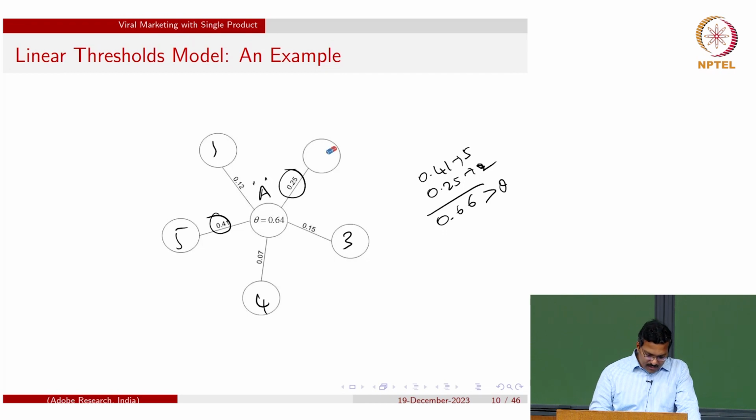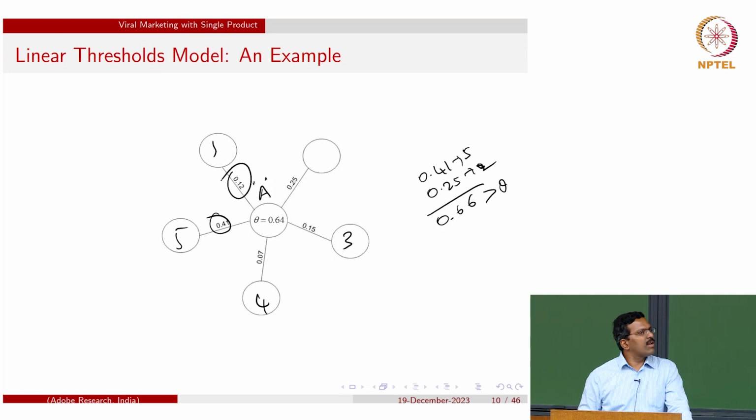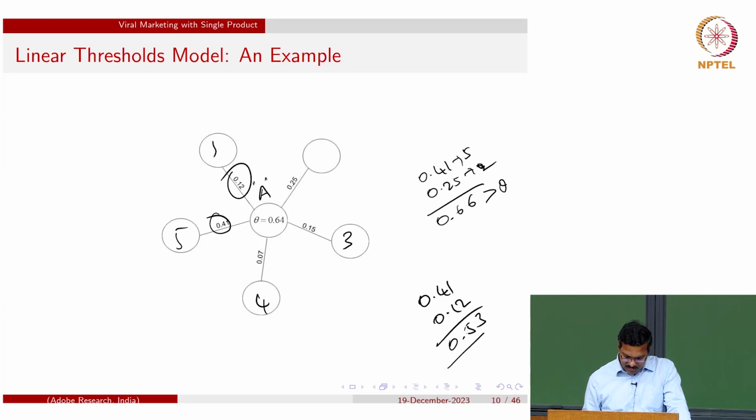On the other hand, if A is influenced by the first and fifth friends, A will not be influenced, because 0.41 plus 0.12 is 0.53 only. Which is less than this threshold for person A to take any action, buying or going to a movie or whatever. So A will not be influenced if 1 and 5 recommend a particular product to A. That's what it is.